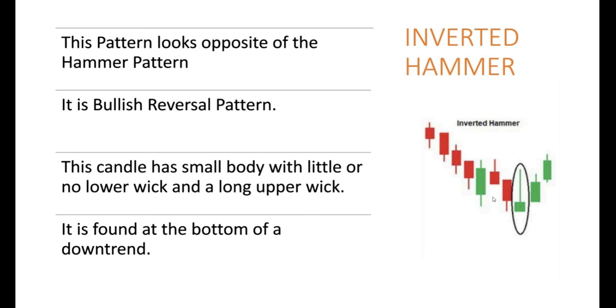As I said, it has a small body and the wick on the higher side should be double the size of the real body. And where is it formed? It is formed at the bottom. Like the hammer, the inverted hammer is also found at the bottom of the downtrend. So let's get into the charts to see examples of inverted hammer.